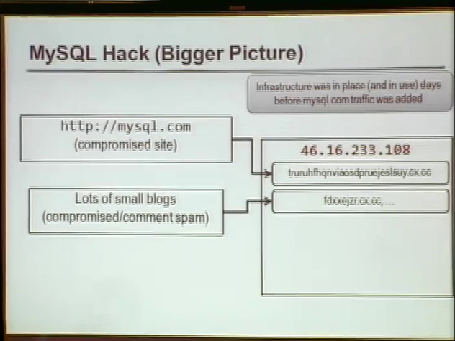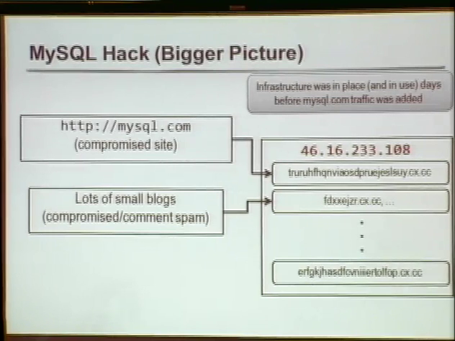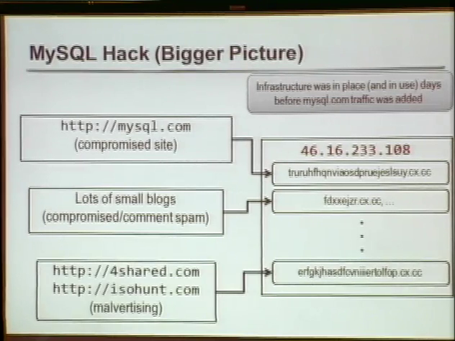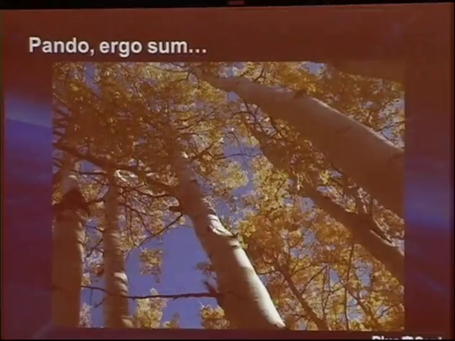There were lots and lots of small blogs that were compromised that were relaying to this exploit server, as well as forum and comment spam that had links to send people here. Also, what I thought was interesting was that at the same time that they had hacked MySQL.com, they were doing a malvertising attack on ForShared and IsoHunt. These bad guys are making a lot of money, and they've invested a lot of money into their infrastructure to drive people to malware and infect them.